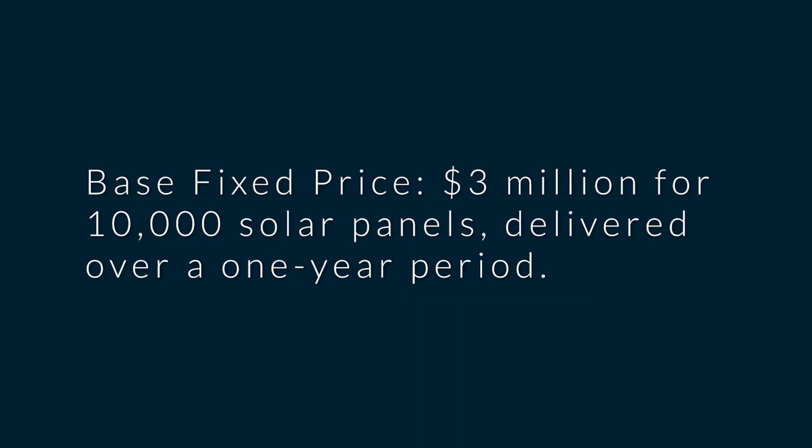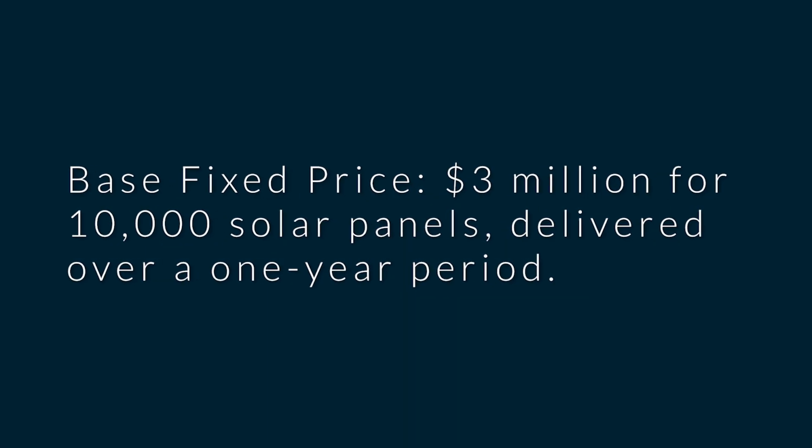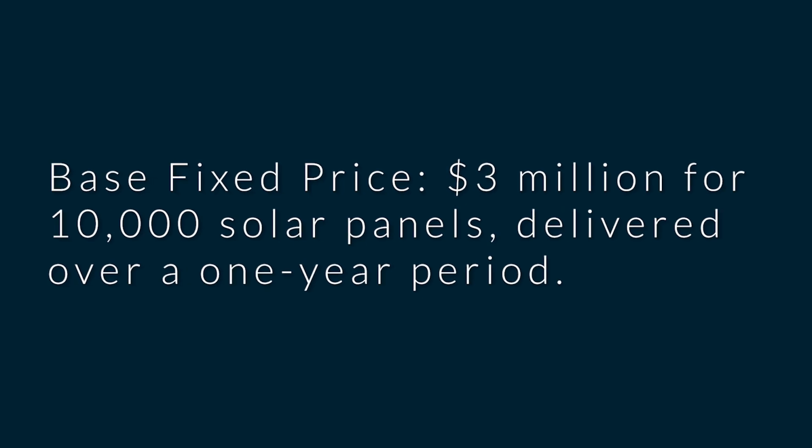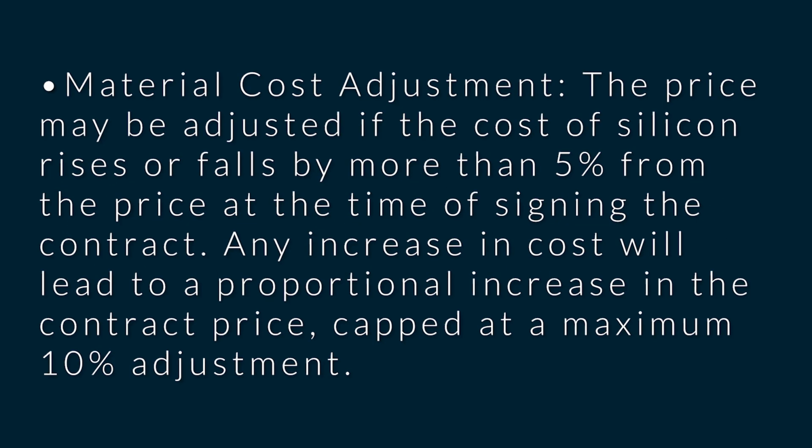Base fixed price, that is $3 million for 10,000 solar panels delivered over a 1-year period. But then the price adjustment conditions, number 1, material cost adjustment. So the price may be adjusted if the cost of silicon rises or falls by more than 5% from the price at the time of signing of the contract. Any increase in cost will lead to a proportional increase in the contract price, capped at a maximum 10% adjustment.